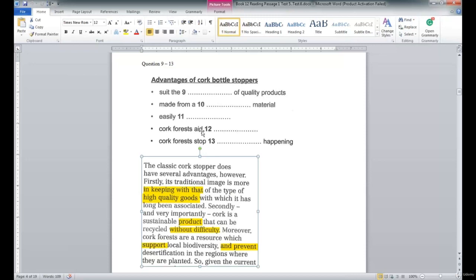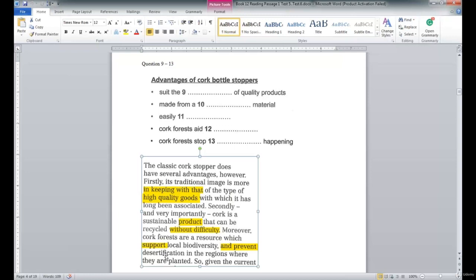Number 12 is aid. Keyword is aid. That means the synonym is support. That means the answer is biodiversity. Number 13, what's the word right before it? Stop. Synonym is prevent. Answer is decertification, right?